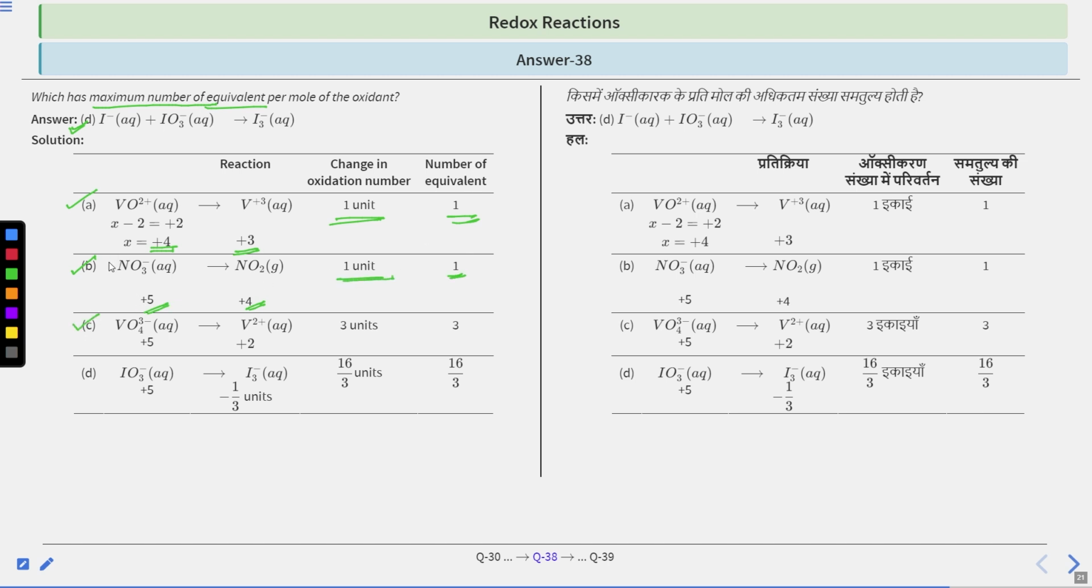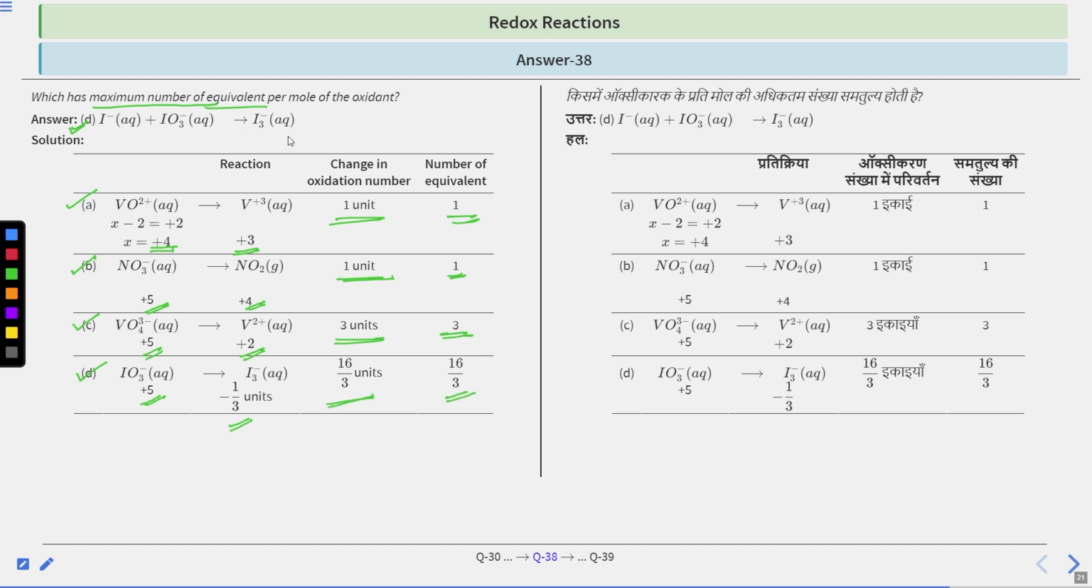In option C, we have VO4 3-, in which V has an oxidation number of +5, and in the product V has an oxidation number of +2. The change in oxidation number is 3 units and the number of equivalents will be 3. In option D, IO3-, I is in +5. In the product, I3-, I is in -1/3. So the change in oxidation number will be 5 minus (-1/3), so minus will become plus. So 5 plus 1/3 will be 16/3 units. So the number of equivalents will be 16/3.